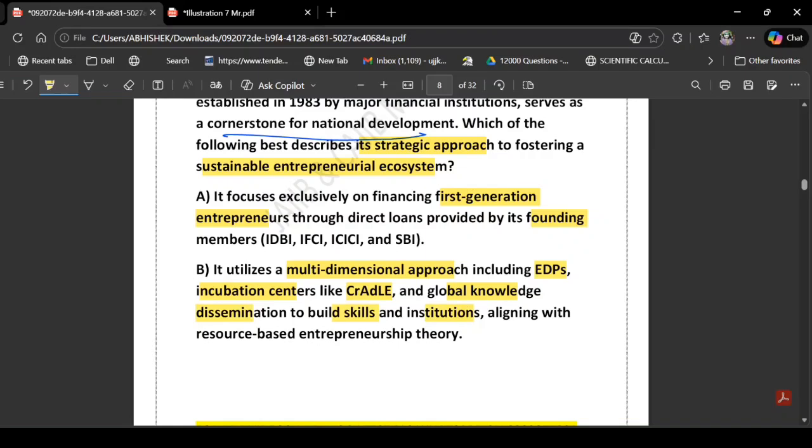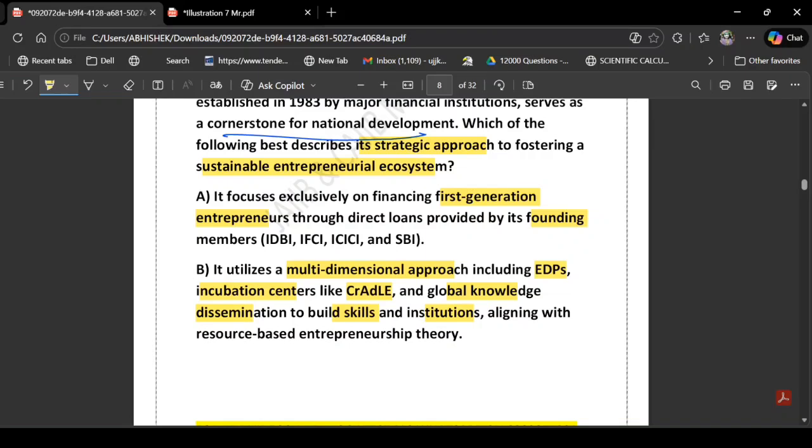Option number C, its primary mandate is restricted to developing curricula for primary school to ensure grassroots employment. And option number D, it acts like a regulatory body that enforces compliance and rigid corporate structure for SME and startup in Gujarat. Very good question. Let's have a look.